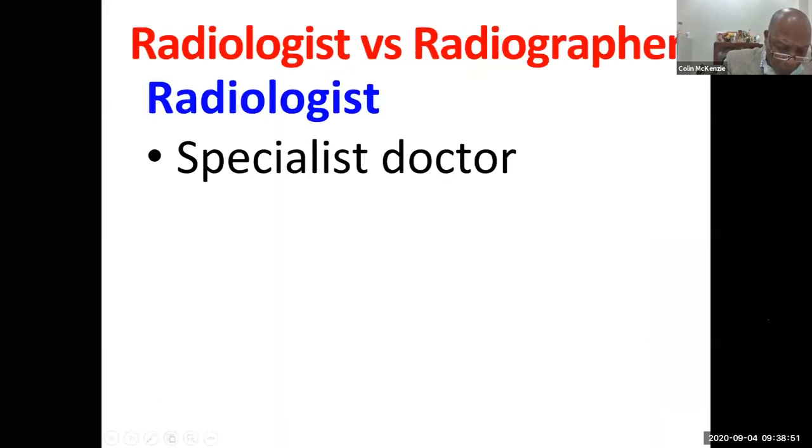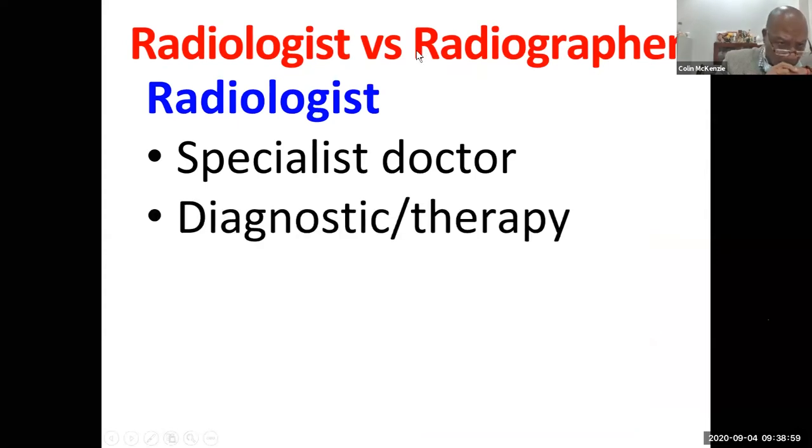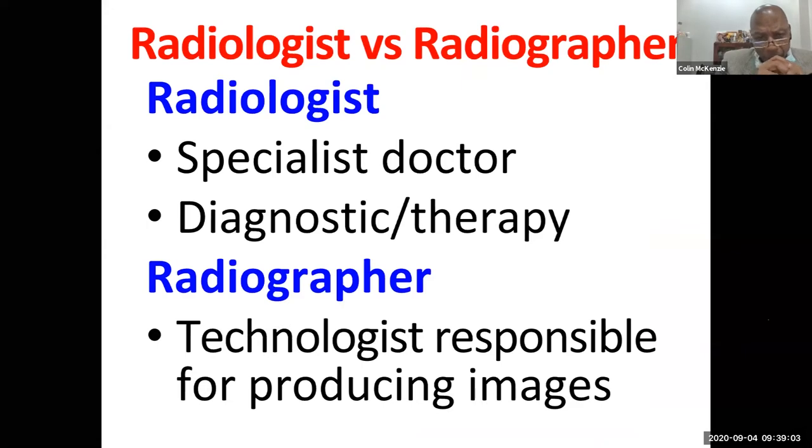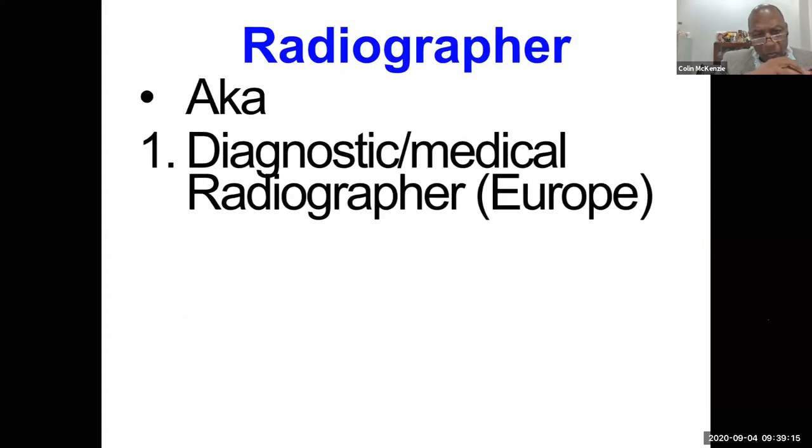Let's look at two distinct definitions of two individuals that are involved in the x-ray department. These are the radiologist and the radiographer. You might hear the term radiologist very often. This is a specialist doctor who does the interpretation of the image, and the radiographers, you are future radiographers, are the technologists responsible for producing the image.